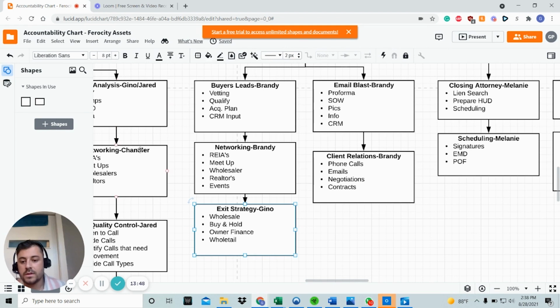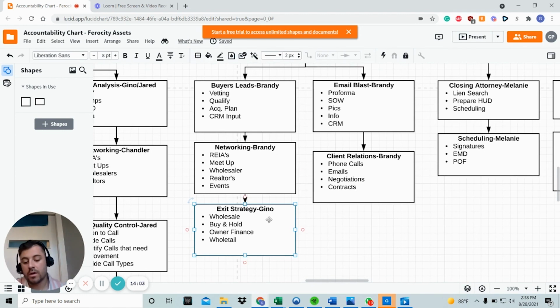I just got these little ones here, right? Deal analysis and exit strategy, which are very minimal ones, that I'm happy to still be in right this second, but I will be getting out of them soon. But she's in charge of all this except the exit strategy. I want to be the one to pick. Hey, I want to buy and hold that one.